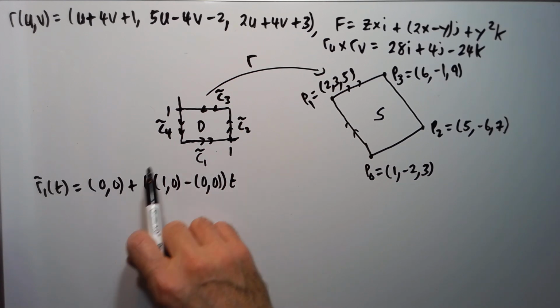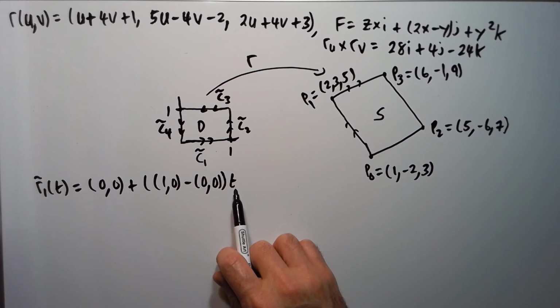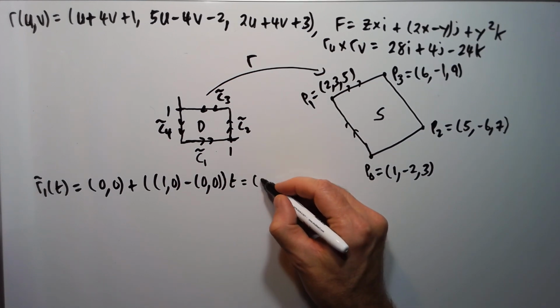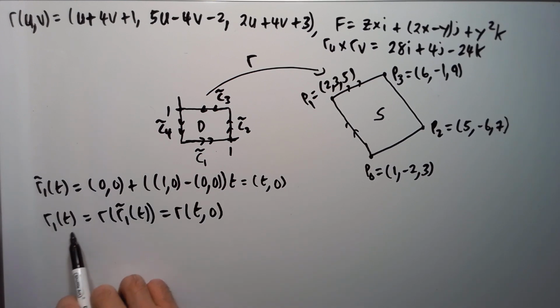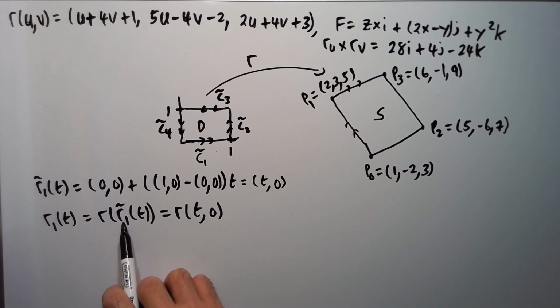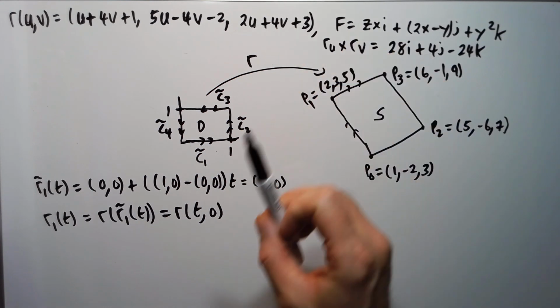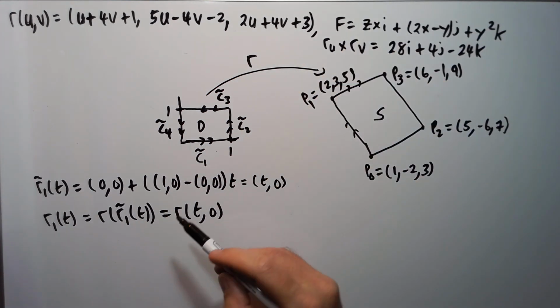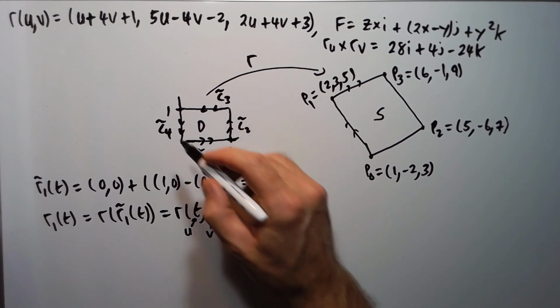So we basically have our start point plus our end point minus the start point times t. This just reduces to t, 0. And now I'm going to map this under my R. So let's do that. I'm going to define R1 to be R composed with R1 tilde. And my R is up here. So I'm going to put t in place of u, and 0 in place of v up there.